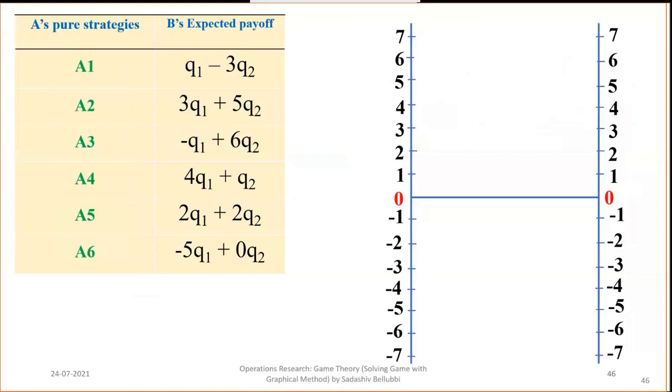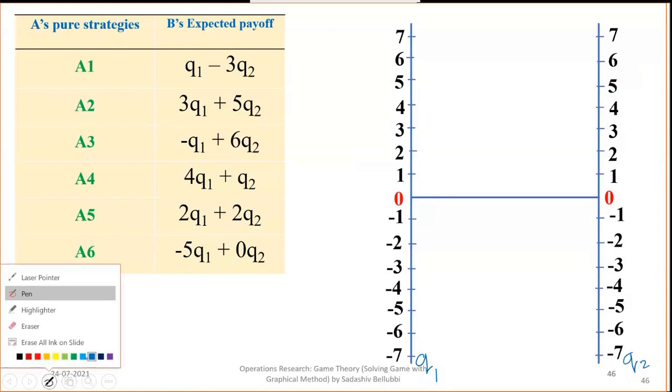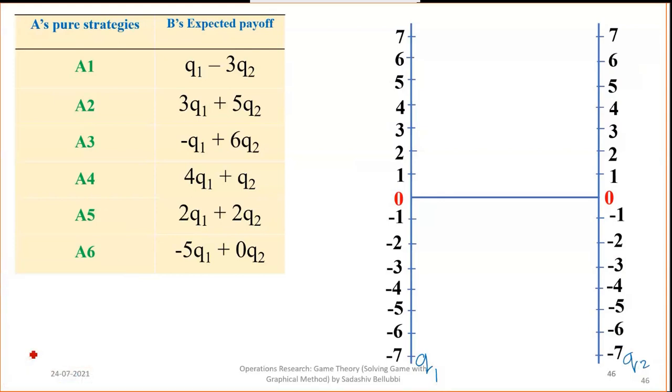Now I'll draw the A1. The first line is Q1 and the second line is Q2. Here Q2 equals 1 but Q1 equals 0. But here Q1 equals 1 and Q2 equals 0. Now I'll draw the A1 pure strategy, Q1 minus 3Q2. For Q1 it is 1, and minus 3Q2 here. You need to join a line.